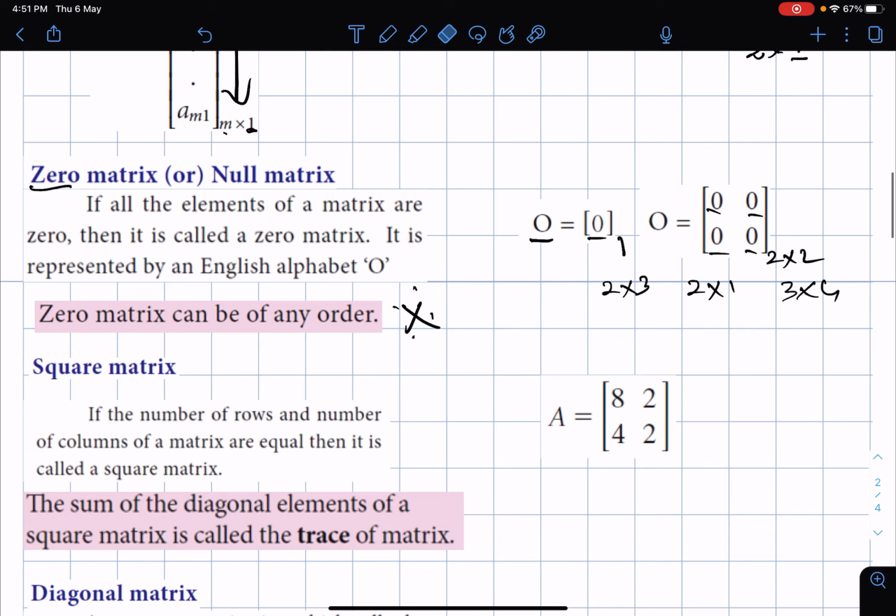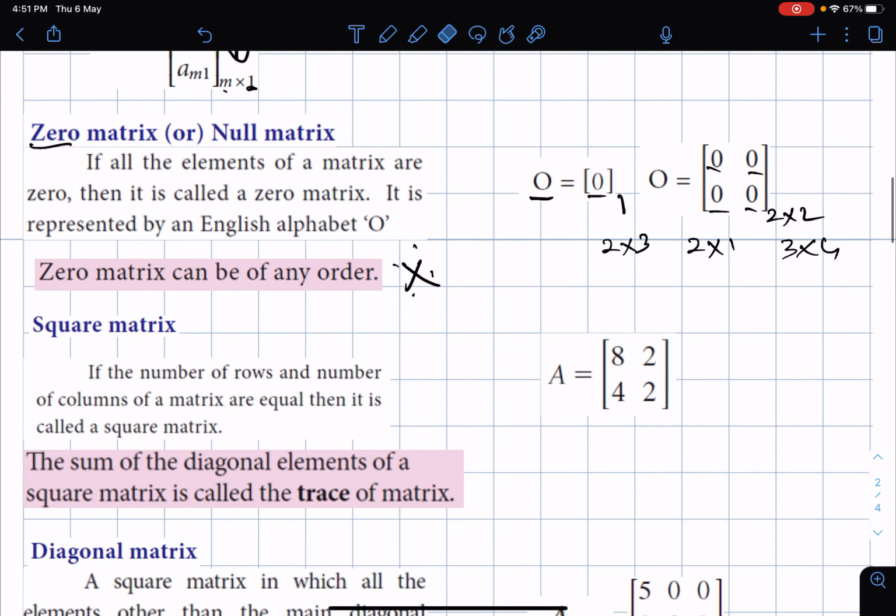Now coming to square matrix. From the name square itself, we know that for a square, the sides are all equal. Here we have got rows and columns. So what do you mean by square matrix? Your m and n should be equal. That is m equal to n. That is called a square matrix.